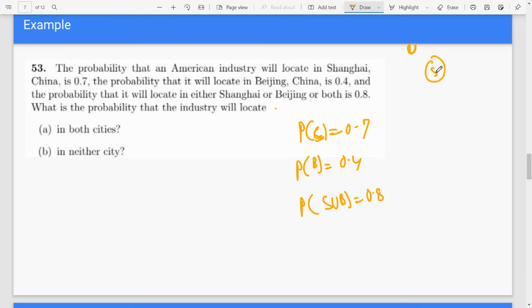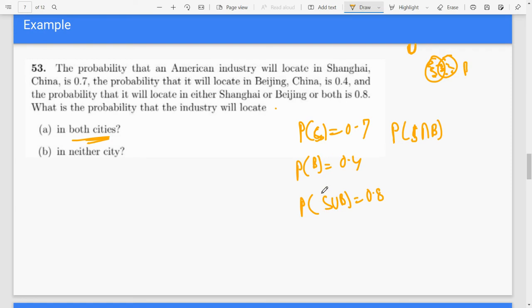It means either Shanghai or Beijing, or it can be both. So this is the union thing that we are talking about. That's why we wrote union. So what it's asking you is, what is the probability that industry will relocate to both the cities? It means we are talking about the probability of S intersection B.